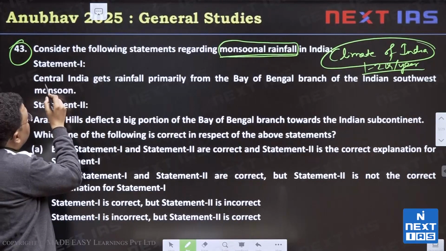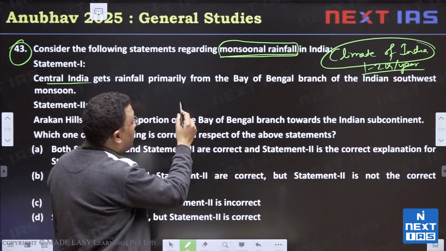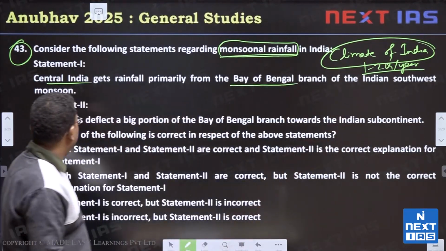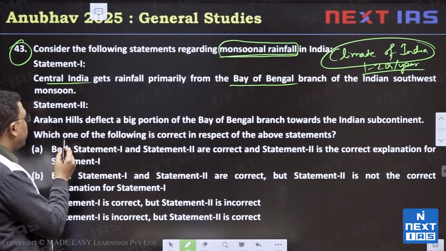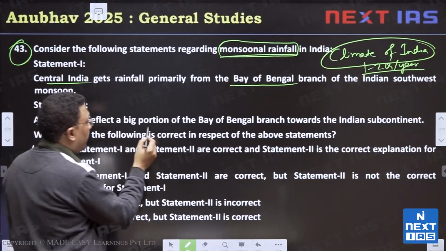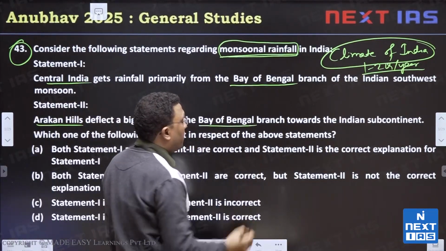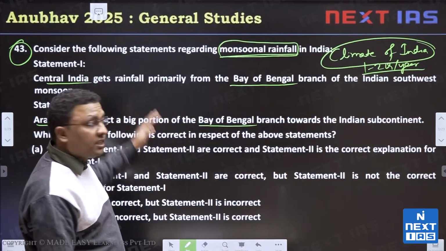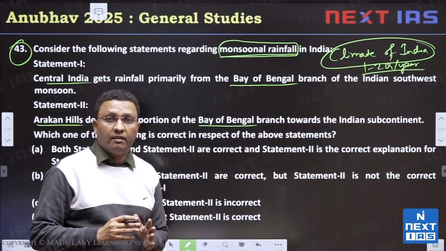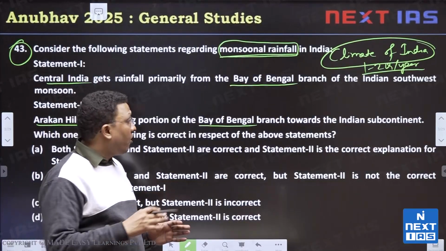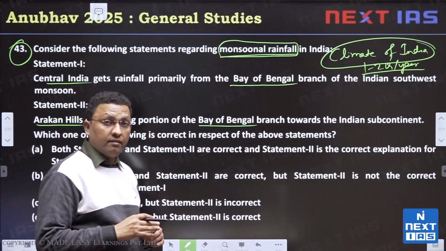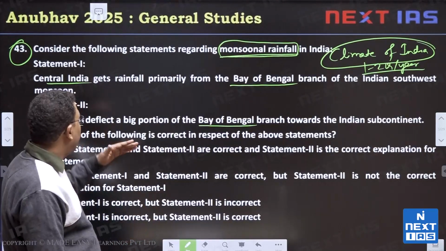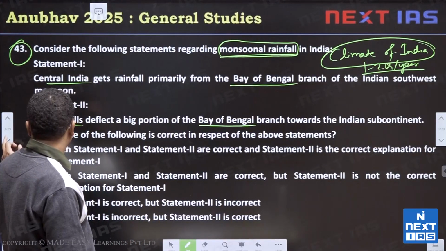Statement 1 says, Central India gets rainfall primarily from Bay of Bengal branch of Indian southwest monsoon. Statement 2 says, Arakan Hills deflect a big portion of Bay of Bengal branch towards the Indian subcontinent. So this question is basically trying to test the knowledge regarding arrival of monsoon in Indian landmass, right? So let's first see the underlying concept and then we will come back to our question, right?